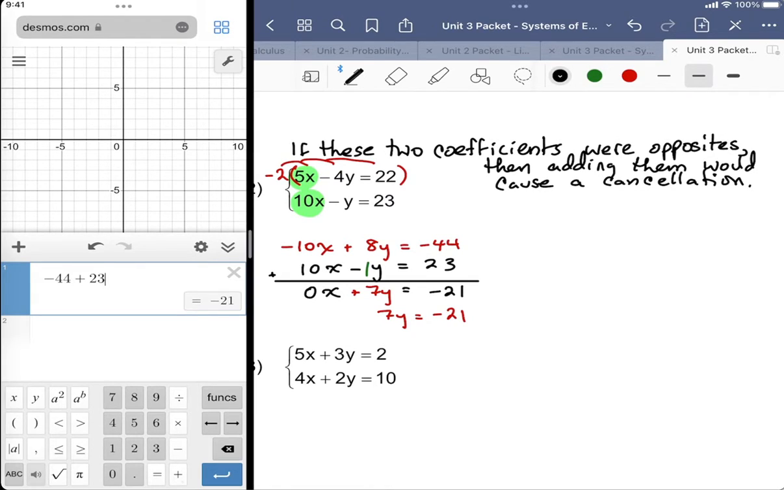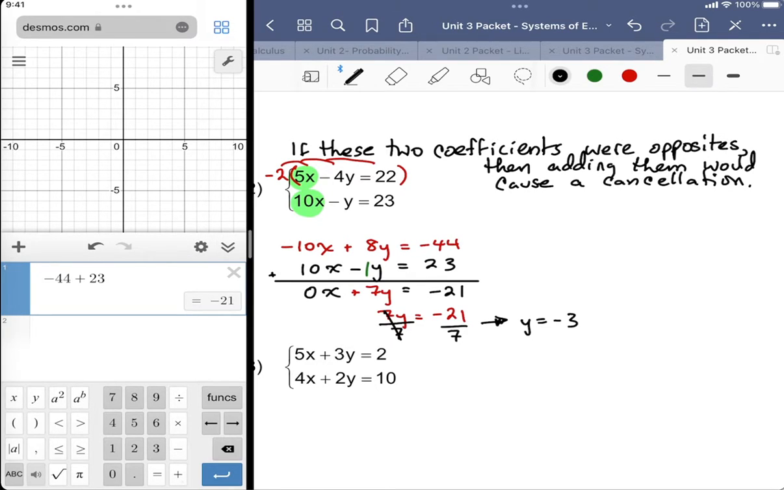So 7y is equal to negative 21. Divide. How do you know if you're supposed to add or subtract all of them? You always add. Okay. Yeah, and then the signs dictate how they combine. All right, so you're just combining like terms. So divide by 7, divide by 7. Division property of equality. You get y is equal to negative 3.